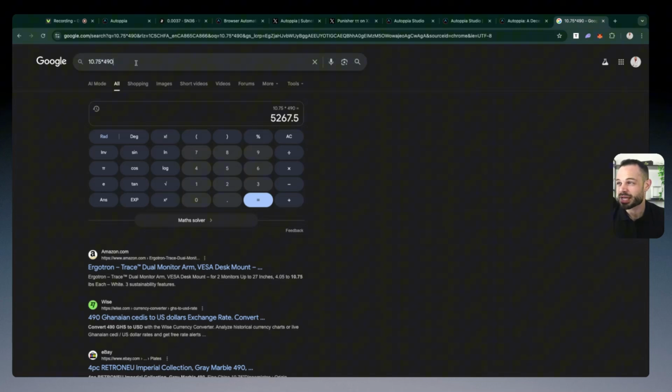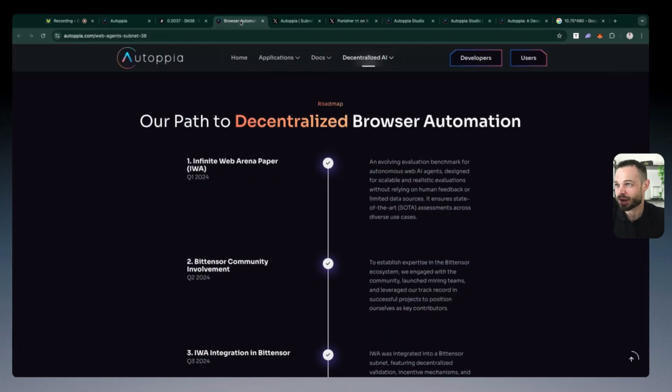The current price of TAO, just under $500, multiplied by 10.75 TAO, is $5,267. And with the new winner-takes-all mechanism that Autoppia have introduced, it means one developer is earning this amount of TAO, $5,267, every single 24 hours. That is phenomenal. We'll come back to that in a moment.